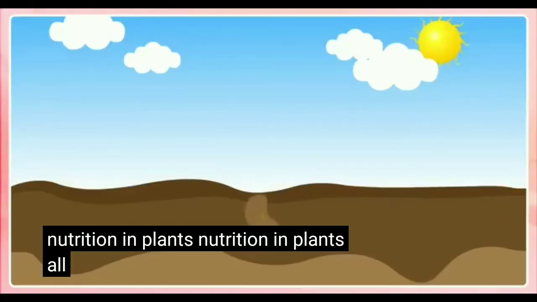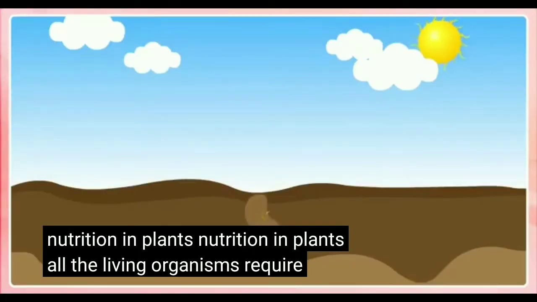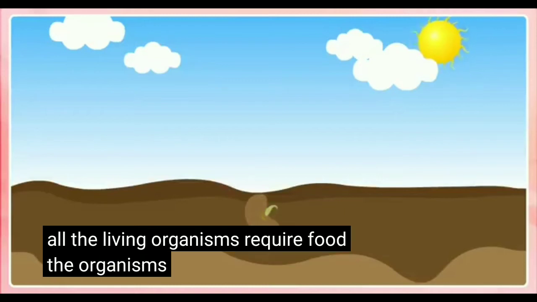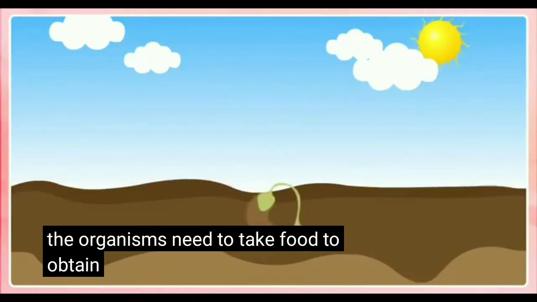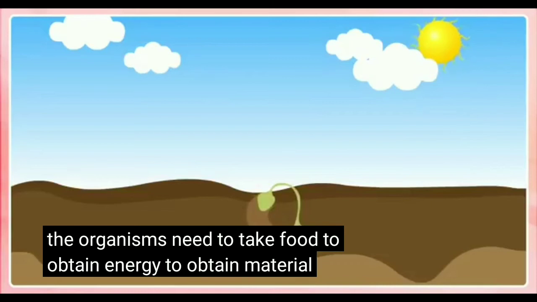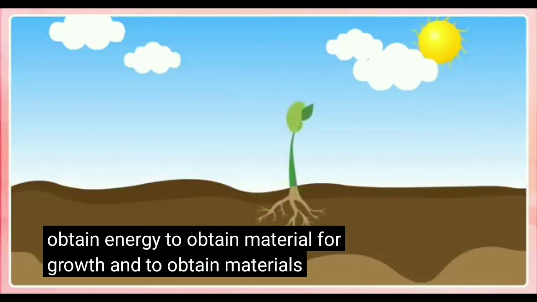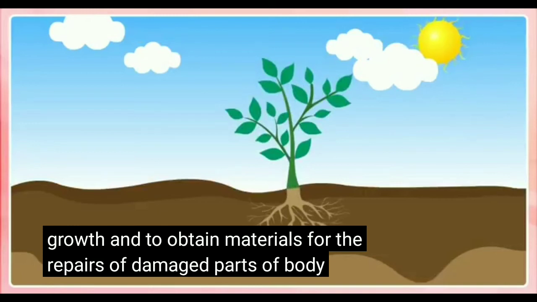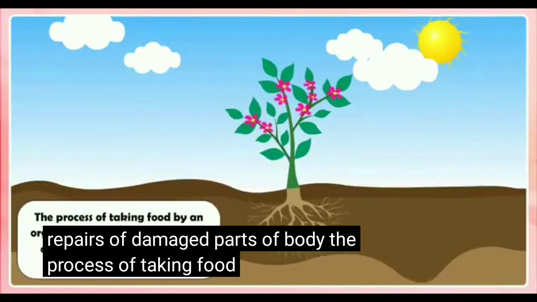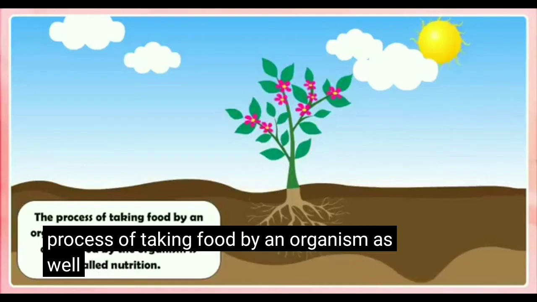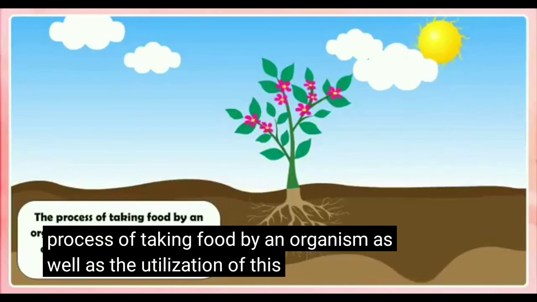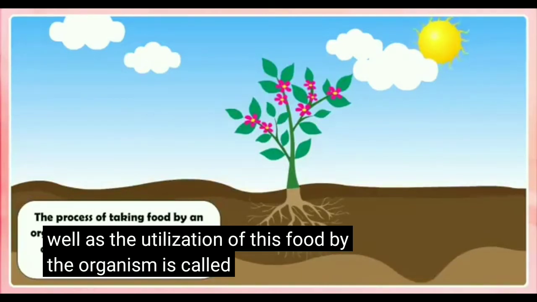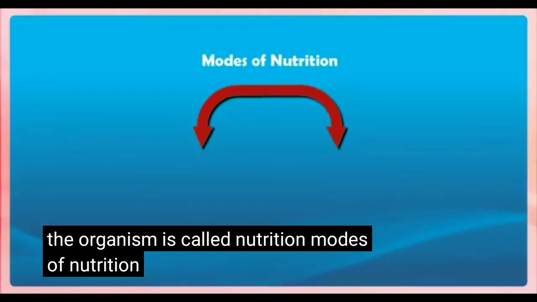Nutrition in plants. All living organisms require food. Organisms need to take food to obtain energy, to obtain material for growth, and to obtain materials for the repair of damaged parts of the body. The process of taking food by an organism as well as the utilization of this food by the organism is called nutrition.